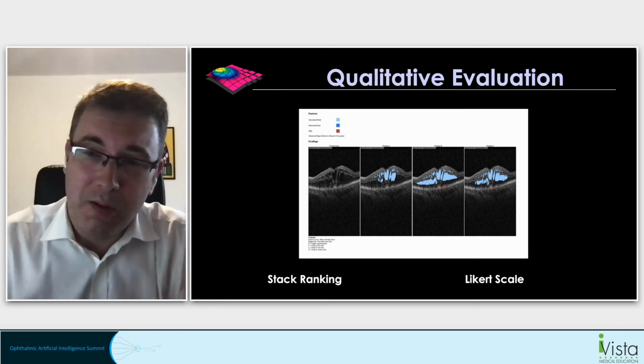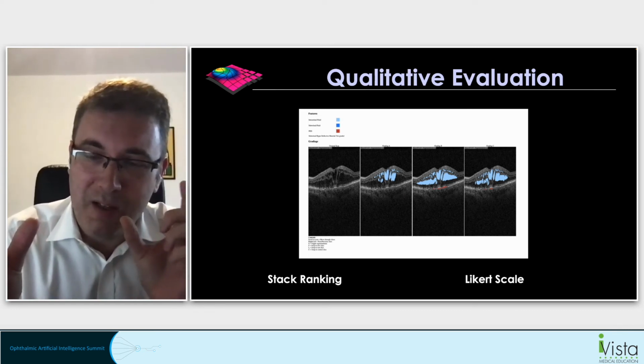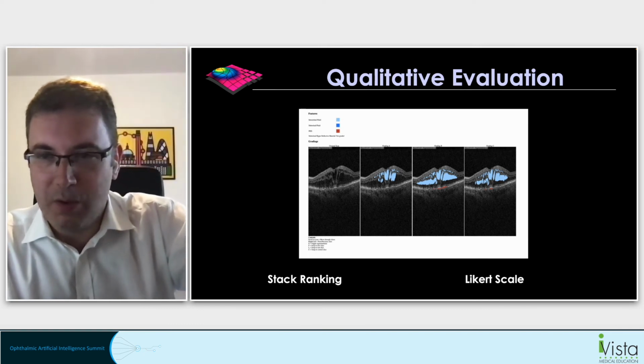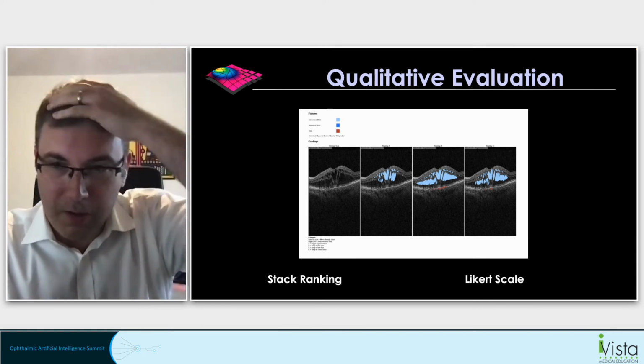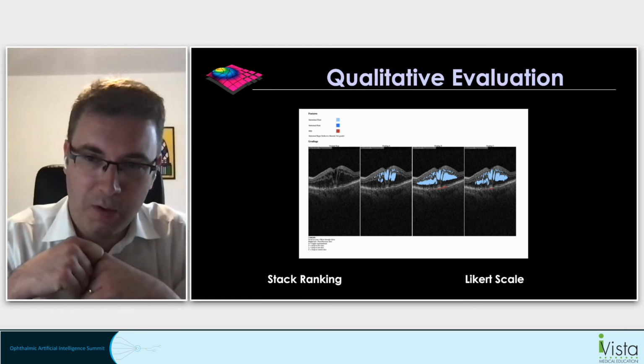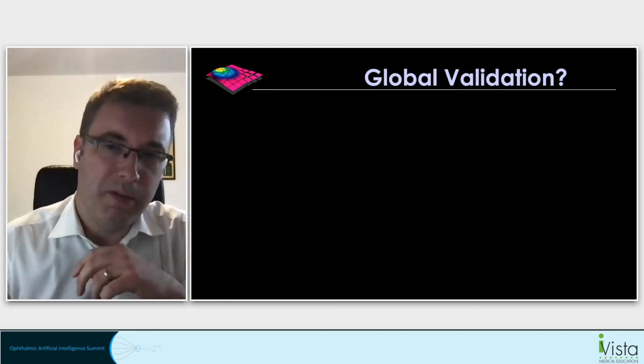What was interesting was that there was a mismatch in many cases between the scans that had the best quantitative scores, DICE scores, and tissue volumes, etc., with the ones that qualitatively had the best scores. So it just points out the complexity of this.